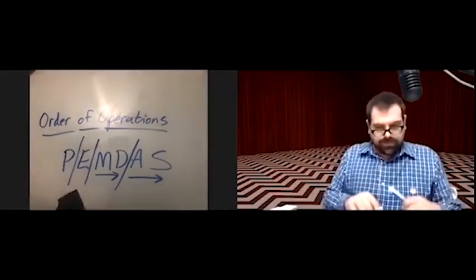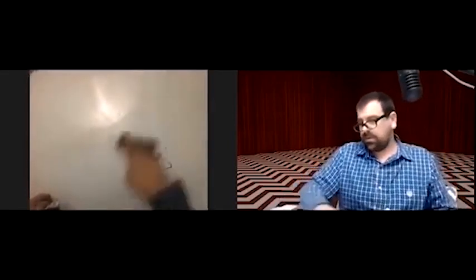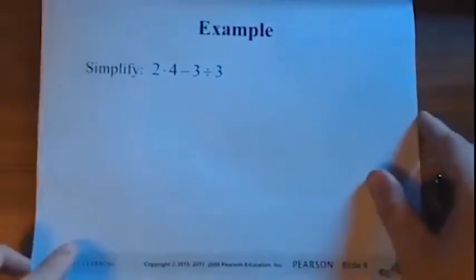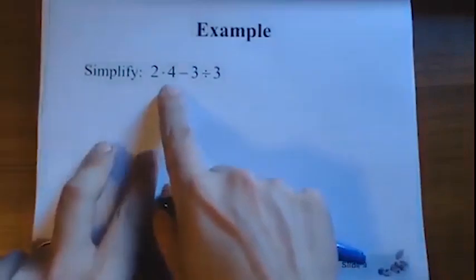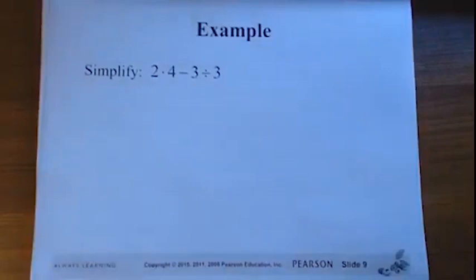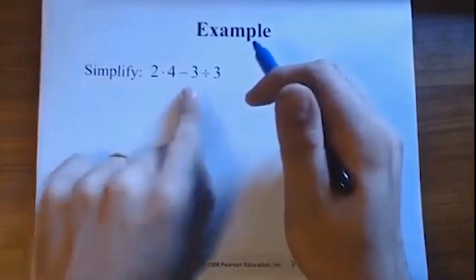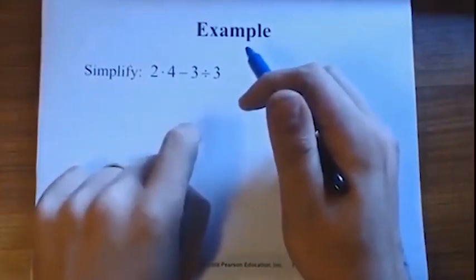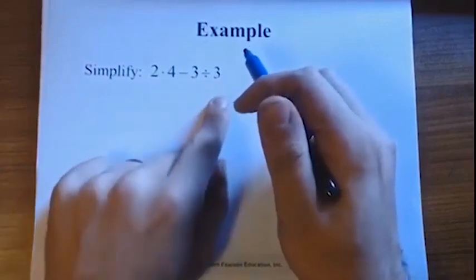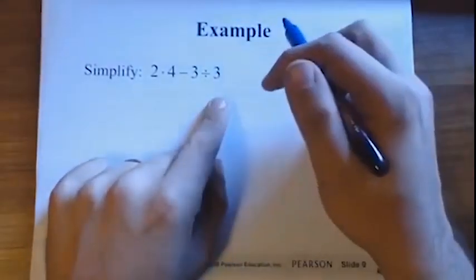So let's look at an example. Let's look at many examples. Well, let's simplify 2 times 4 minus 3 divided by 3. We do not want to just work left to right. We will get the wrong answer. 2 times 4 is 8 minus 3 is 5 divided by 3 is 5/3, a fraction. The way we're doing this class, we don't even know what a fraction is yet.